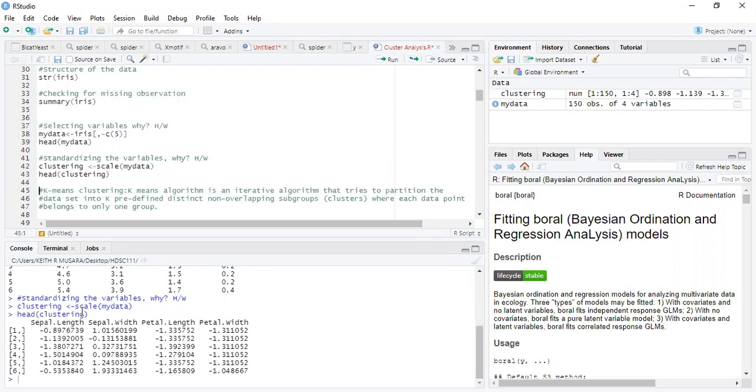We talked about hierarchical clustering. We talked about fuzzy. We talked about model-based clustering. So now let's look at examples of non-hierarchical clustering. One of them is k-means. The other one is partitioning around medoids, right? The k-means algorithm is an iterative algorithm that tries to partition the data set into k.